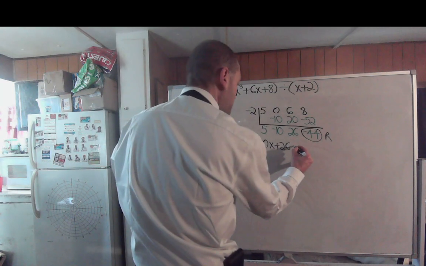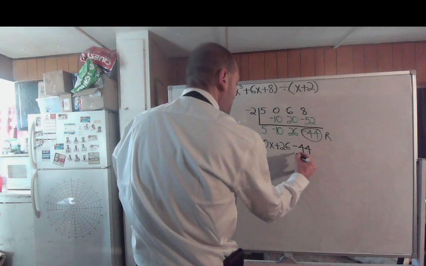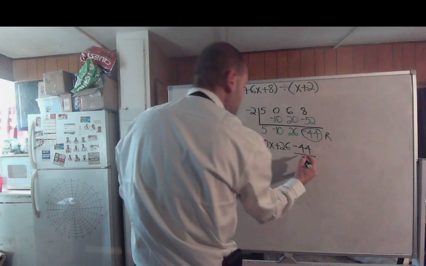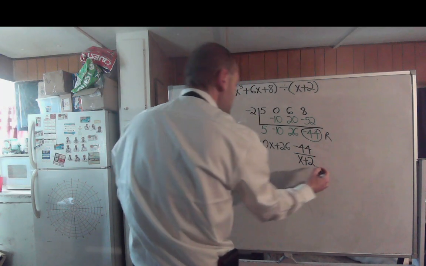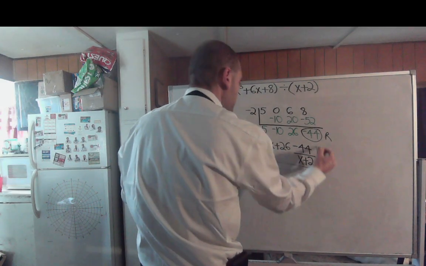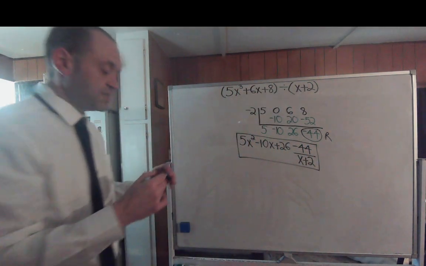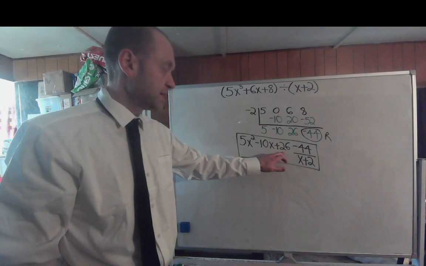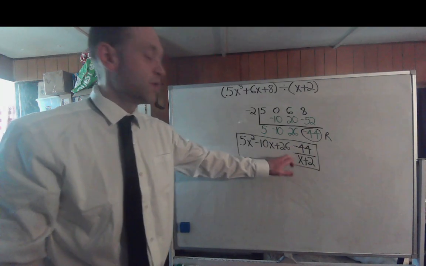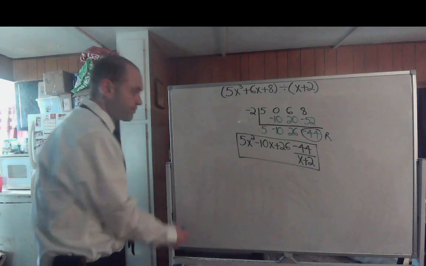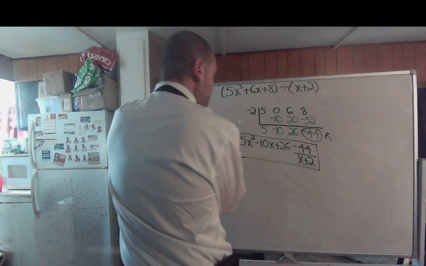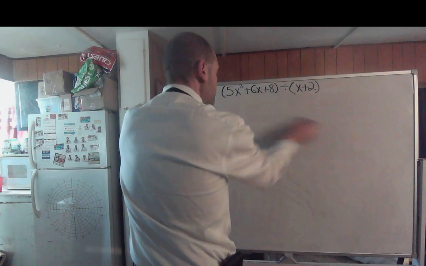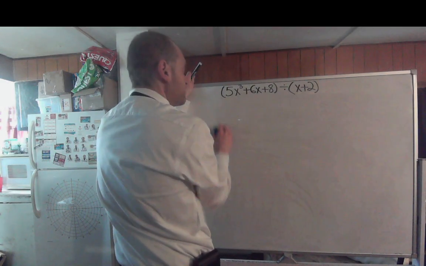So this would end up being minus 44 all over that divisor of x plus 2, because the remainder is always over the divisor. So this ends up becoming 5x to the second minus 10x plus 26 minus 44 over x plus 2. All right. Let's do one more basic synthetic division, then we're going to talk about the remainder and factor theorems.